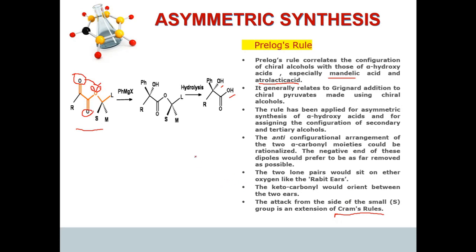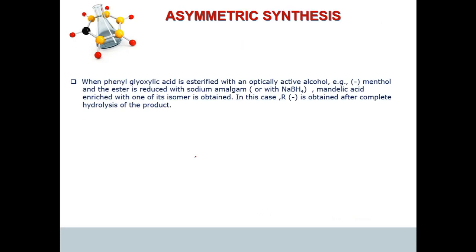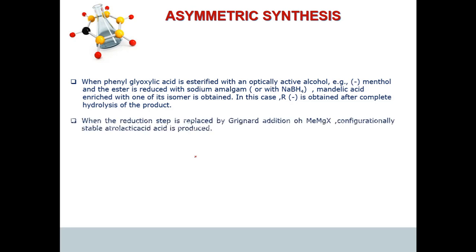Let us understand Prelog's rule taking up a very simple example. Now the entire process goes like this. When phenyl glyoxylic acid is esterified with an optically active alcohol, for example menthol, when you treat any acid with an alcohol, it gives an ester. Now I take that ester, and that ester is reduced with some reducing agent, say sodium amalgam or sodium borohydride. Mandelic acid enriched with one of its isomers is obtained.